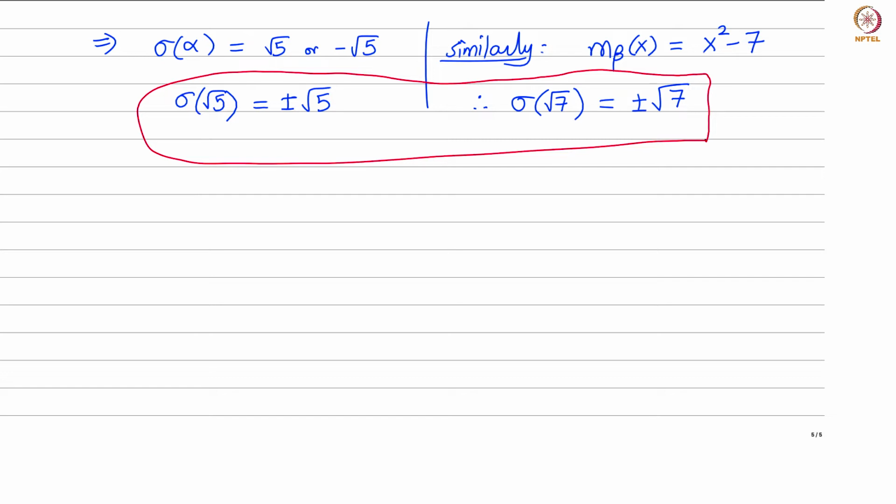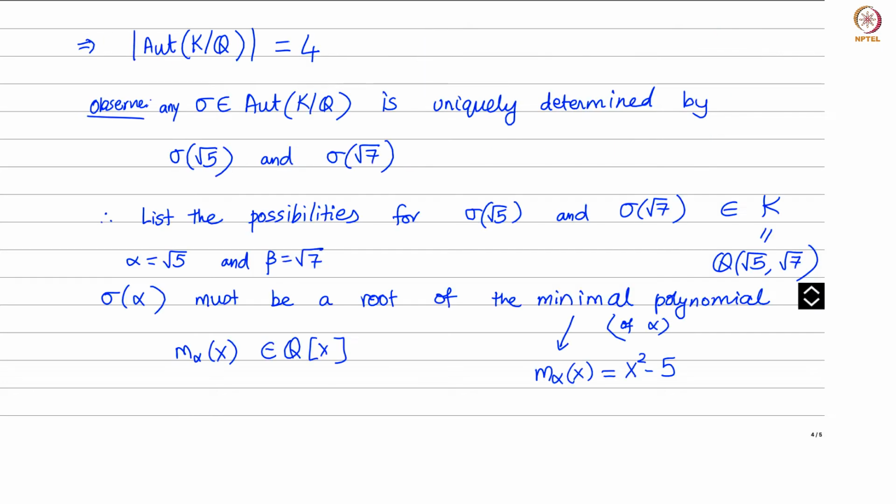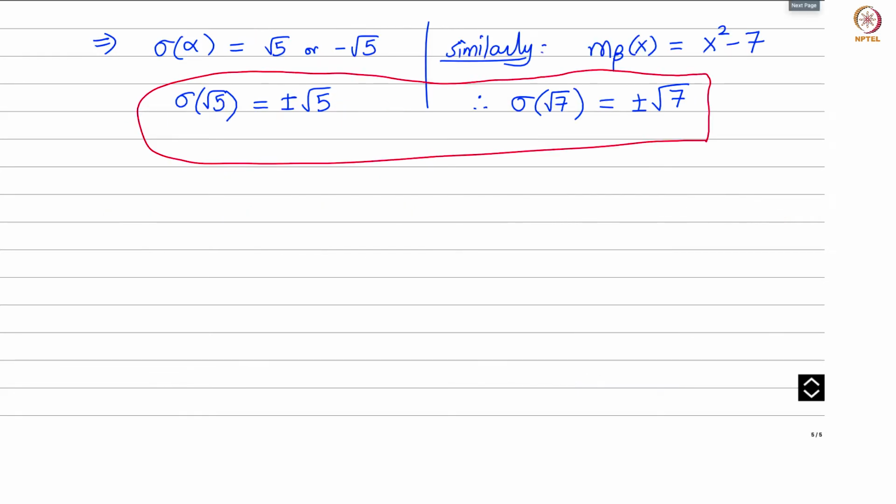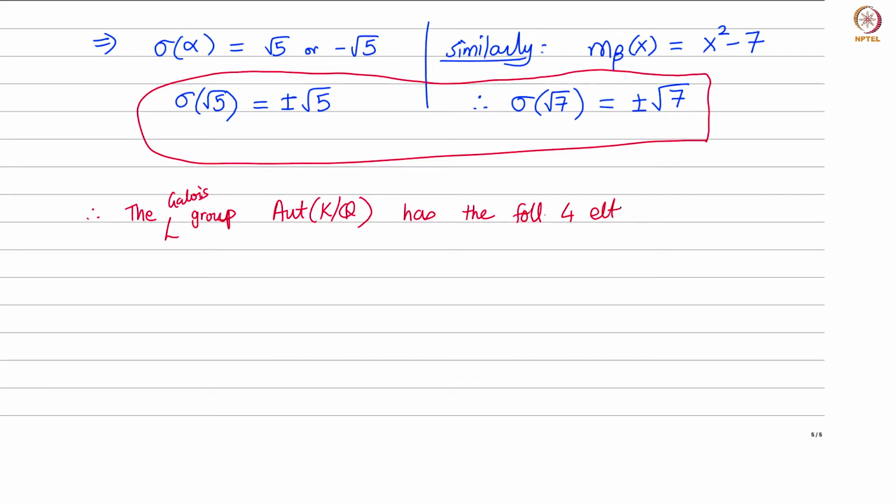choices of sigma. So what this means in particular is that all these 4 must actually be elements of the Galois group, because the Galois group we have already deduced has 4 elements. So all these 4 possibilities must in fact be realized. Therefore the Galois group of automorphisms of K over Q has the following 4 elements, which are determined by what it does to each of them.